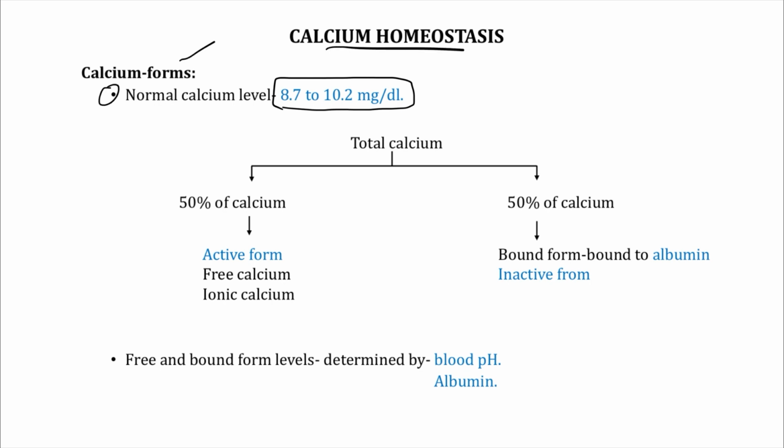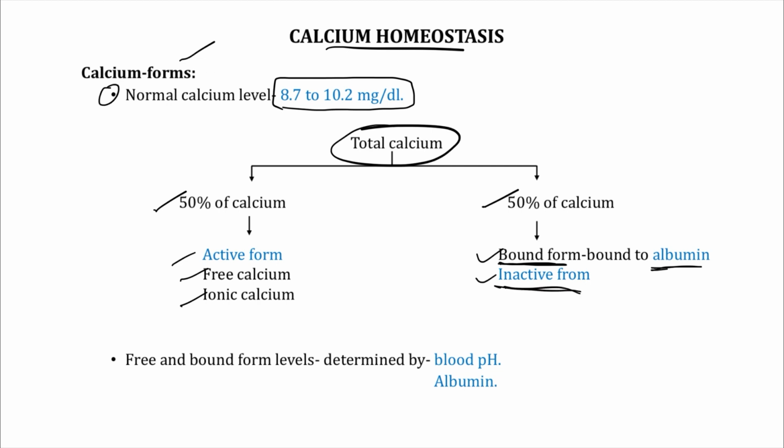Now I'm going to split this total calcium into two parts. One, 50% of calcium is present in free form, also known as active form and ionic calcium. We know in endocrinology that only the free, active form is available for action. The remaining 50% of calcium is present in bound form. What binds to this calcium, sir? A very important protein, albumin. Albumin binds to this calcium, and that's why 50% of calcium is present in bound form, also known as inactive form.